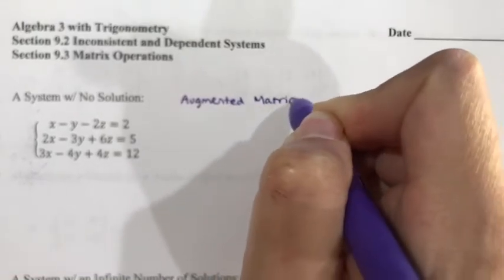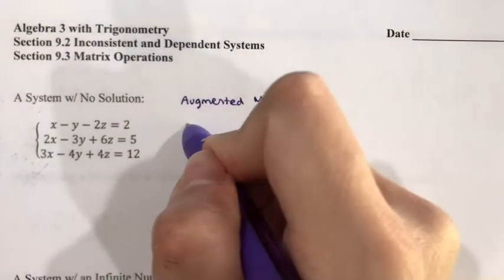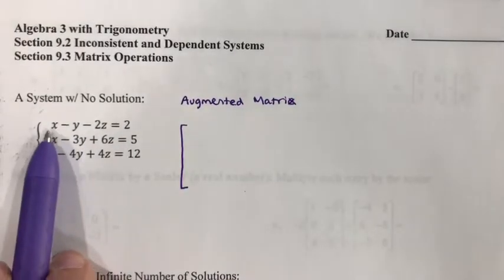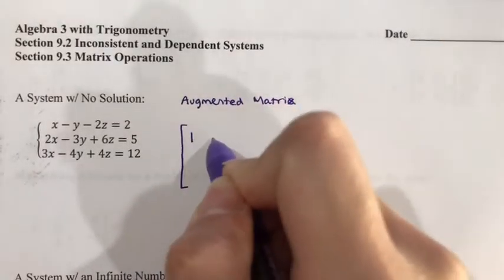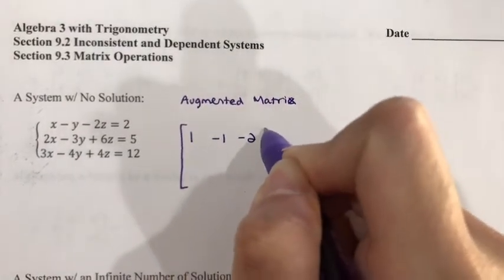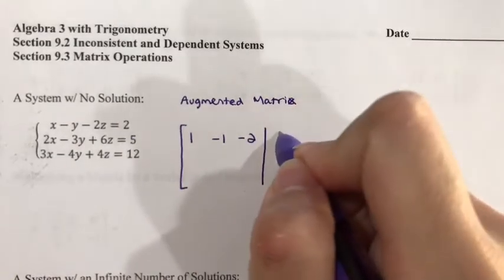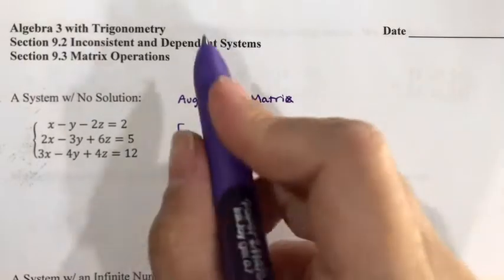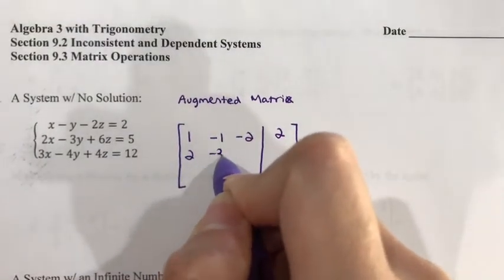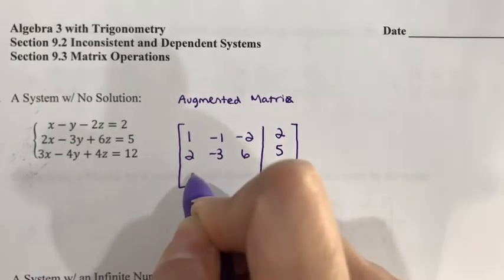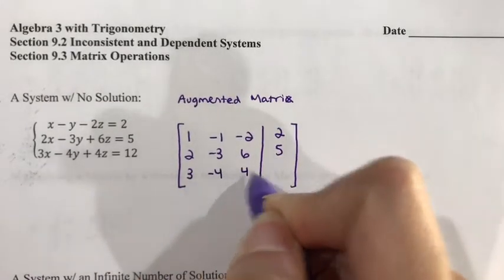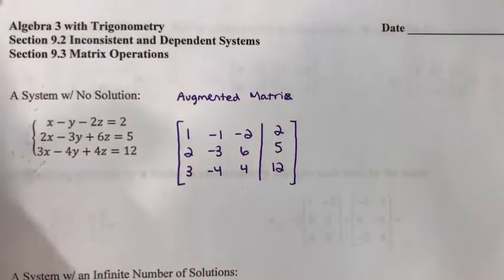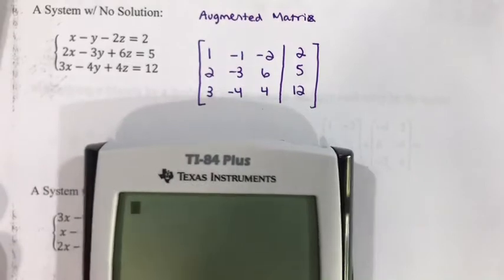we're going to be using our calculator here. So our augmented matrix, just a reminder, is our coefficients. So I've got 1, -1, -2. Got a line down the middle, and then we put the constant on the other side. And we do the same thing for the second row and the third row. Okay, all right. So this is what we're going to be typing into our calculator as a matrix.